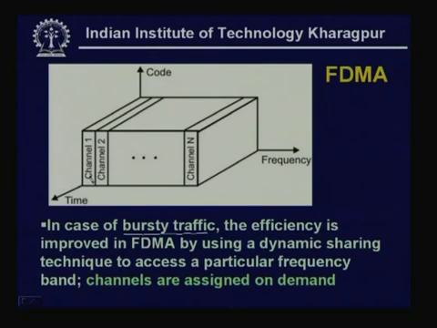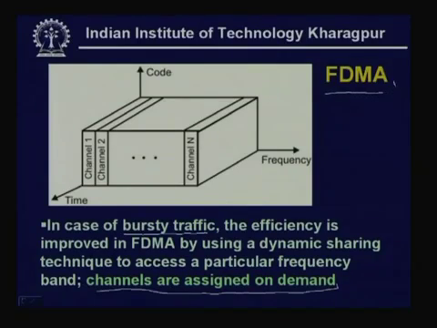What can be done to improve the utilization? Instead of statically allocating a particular channel to a particular station, the channels can be assigned on demand. That means depending on the requirement of different stations or users, a single channel can be allocated to different stations or users. That makes it FDMA, frequency division multiple access. That means not only is the overall bandwidth divided into a number of channels, each channel can be allocated to a number of stations or users.